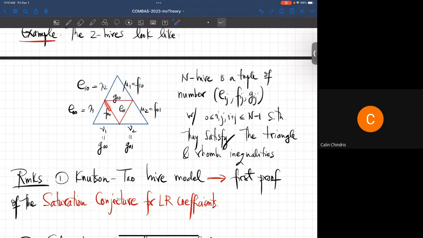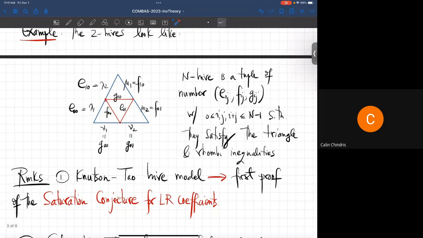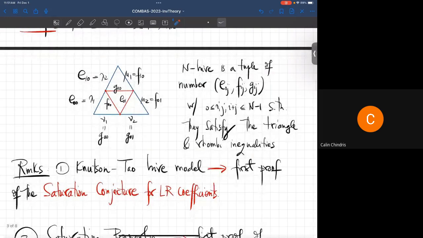The Fs label the sides of the smaller equilateral triangles which are parallel to the right boundary. And then the Gs label the sides which are horizontal. Yeah, and these E, F, and G must satisfy what are known as the triangle and the rhombi inequalities.